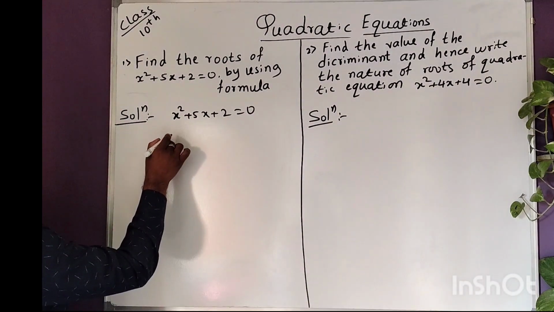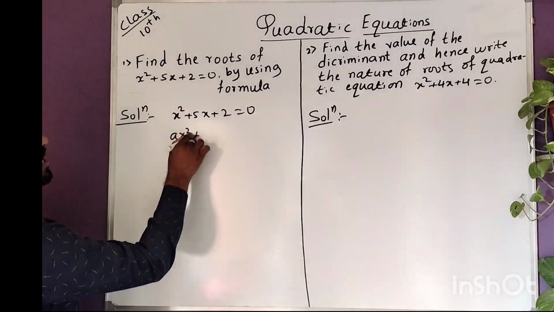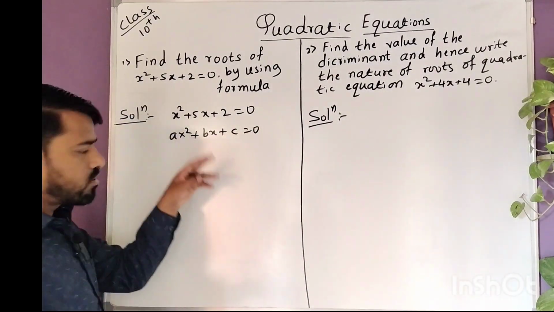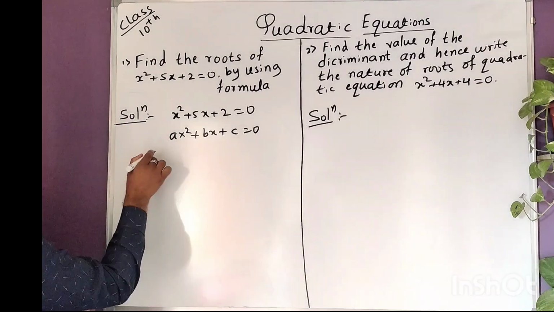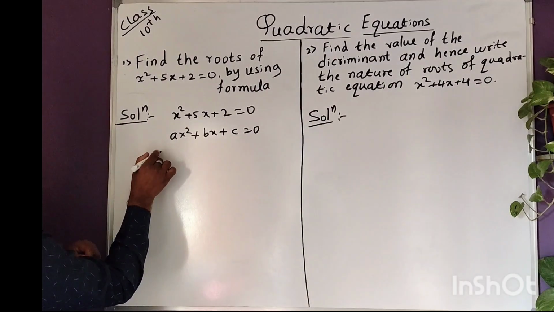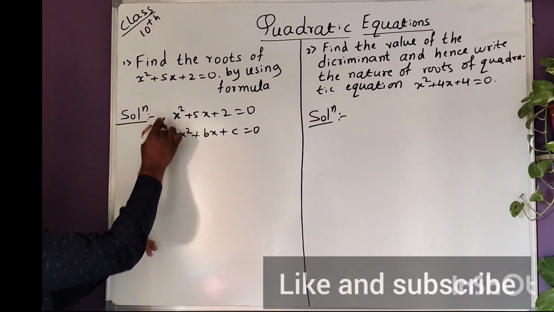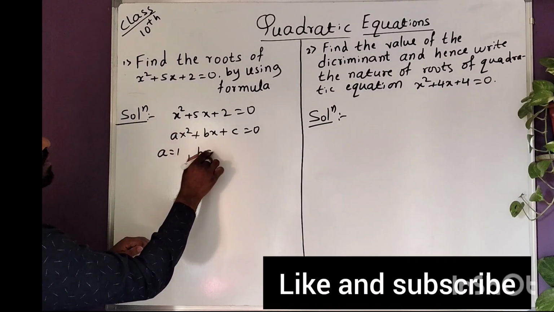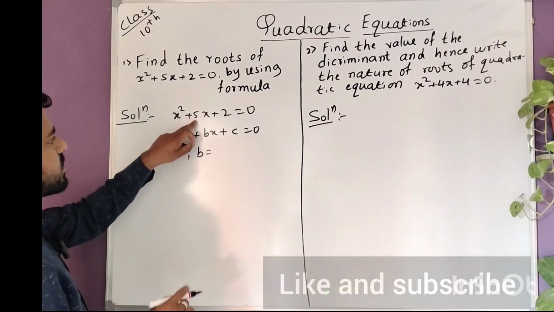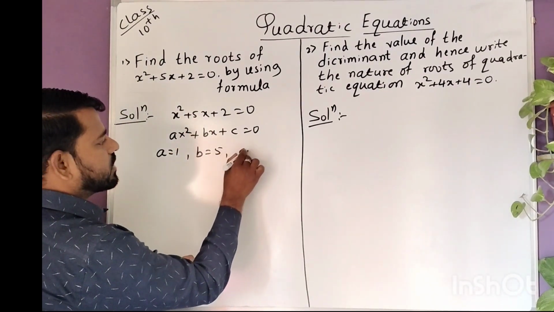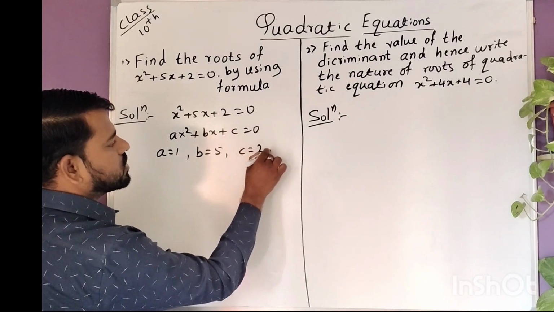For that, you compare this equation with the standard form of a quadratic equation. So this is the standard form of a quadratic equation. Now, what is the value of a? The x square coefficient is a. Here in the equation, a is 1, and the value of b is the x coefficient, which is plus 5. You write it with the sign. And c is the constant, which is 2.